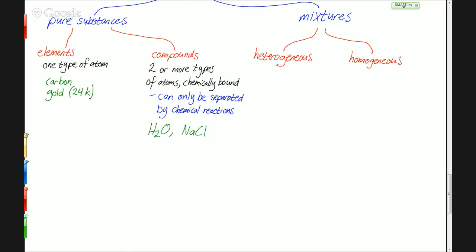Has anybody heard of 24 karat gold versus like 14 karat or something like that? You heard that classification scheme? If you go buy some gold, it'll be in different amounts. The 24 karat means pure gold. So that's actually all made up of gold atoms. The lower numbers mean that there's other stuff in there too. Does anybody know why you might want not pure gold? Why you might want 14 or 10 karat gold instead of 24? It's cheaper, sure, because gold's really expensive.